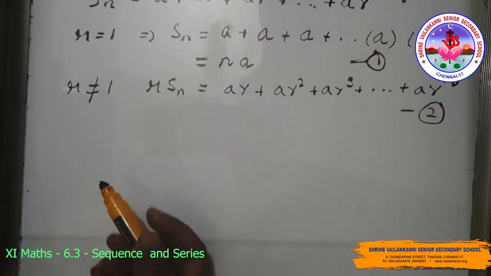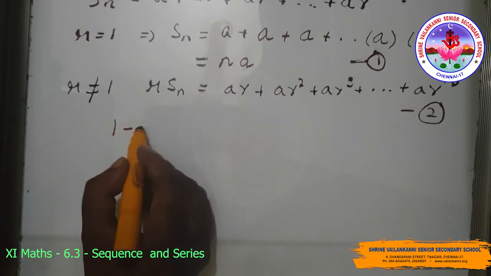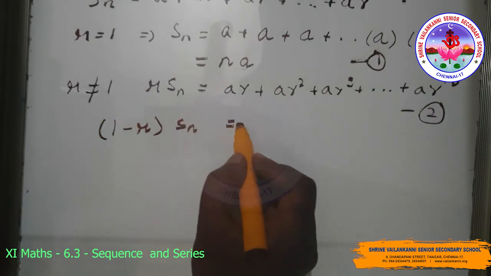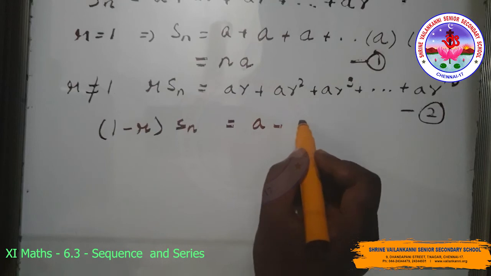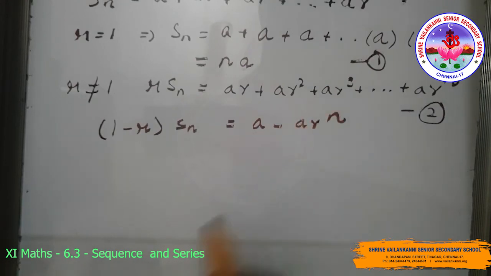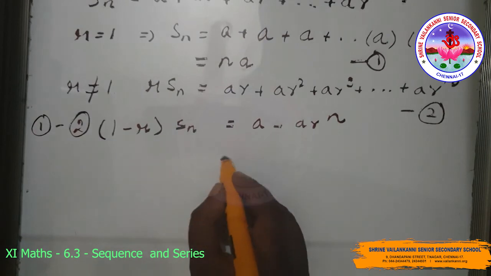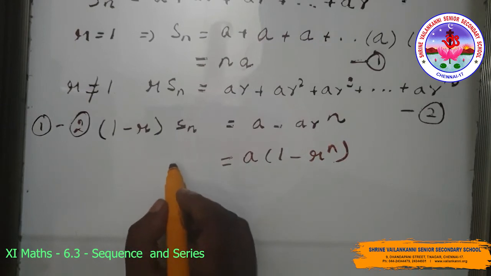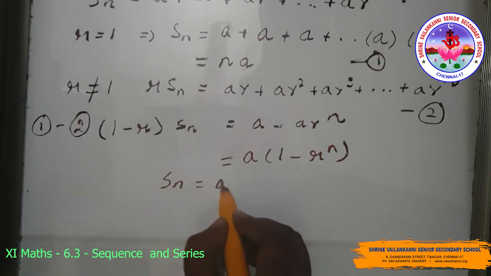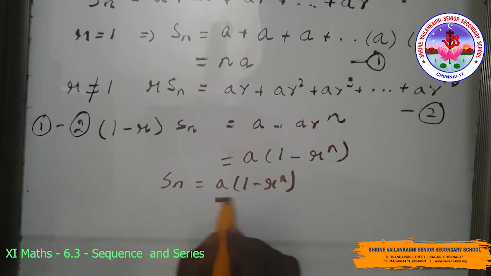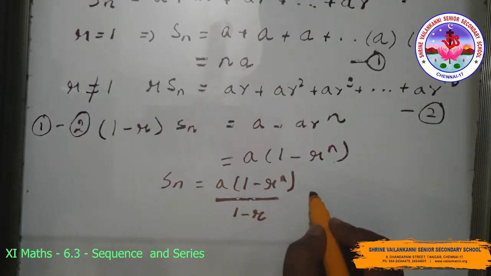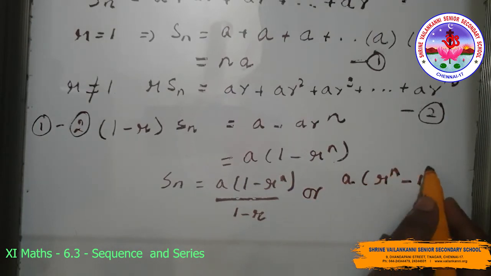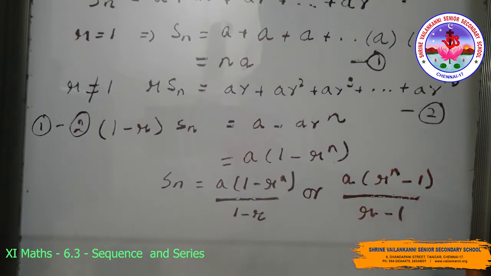Then subtracting 2 from 1, we get 1 minus R of Sn, which is equal to A minus AR power n. You can take A as common, A into 1 minus R power n. So Sn equal to A into 1 minus R power n whole by 1 minus R when R is less than 1, or A into R power n minus 1 whole by R minus 1.